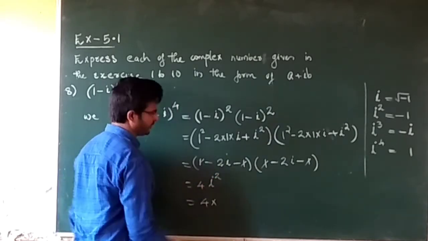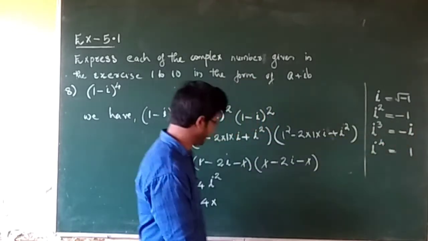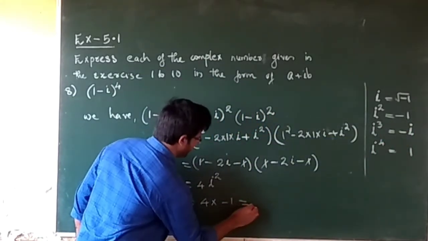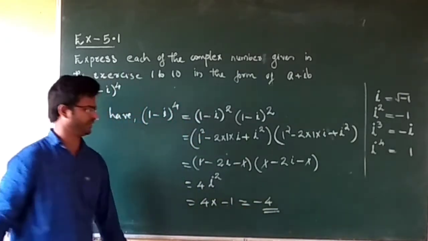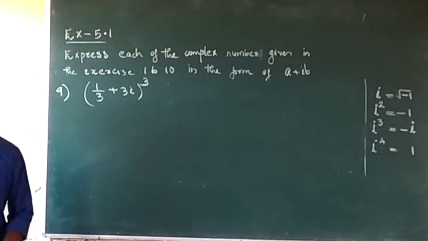4 into i square. What is i square? i square means minus 1. 4 into minus 1 is minus 4. This is our answer. The next question is question number 9.